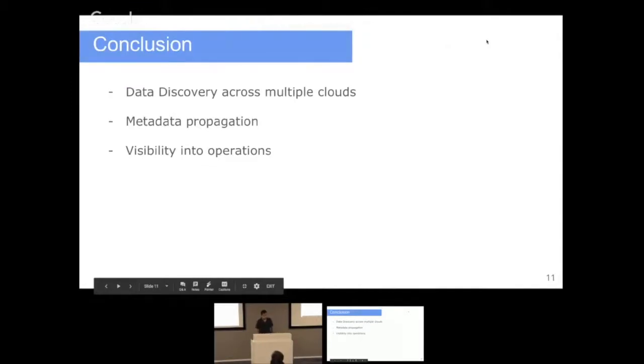So in conclusion, we have shown that CDAP, with its metadata capability, can help with doing data discovery across clouds. And we can selectively propagate metadata from source to sink. You also get visibility into operations, irrespective of where your data set is being stored and what kind of data processing you are doing. You can look up a data set and find out where the sources were, how they contributed, and stuff like that.